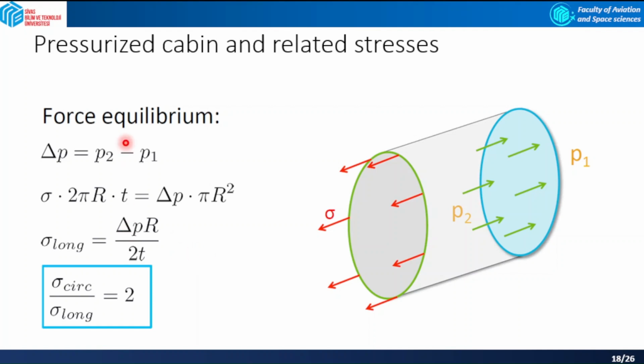So through some manipulation again of these formulas, you can derive the longitudinal stress in the skin, sigma longitudinal, which is half of the magnitude of the circumferential or hoop stress. So this is a very important result. The circumferential stress is twice the longitudinal stress.